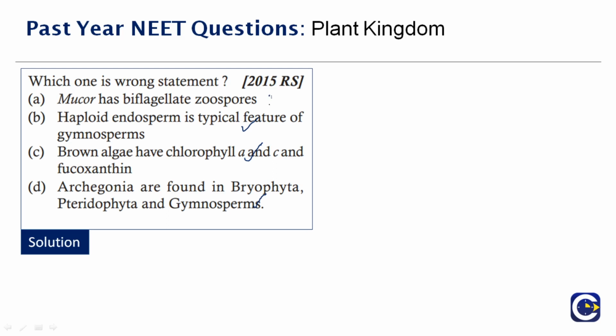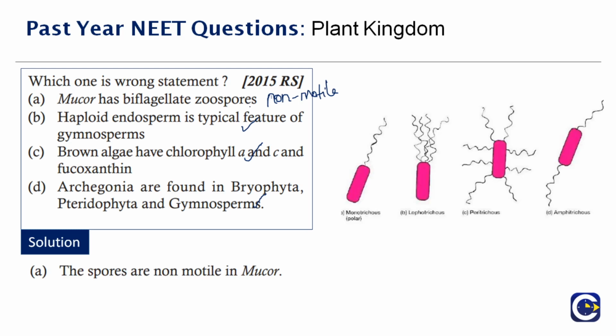Mucor has biflagellate zoospores, they have mentioned, but actually Mucor is non-motile in nature. It does not produce any zoospores. The zoospores are actually motile. Therefore, the correct answer to this question, which statement is wrong, is option A, Mucor has biflagellate zoospores, because Mucor spores are non-motile. Therefore, option A is the right answer.